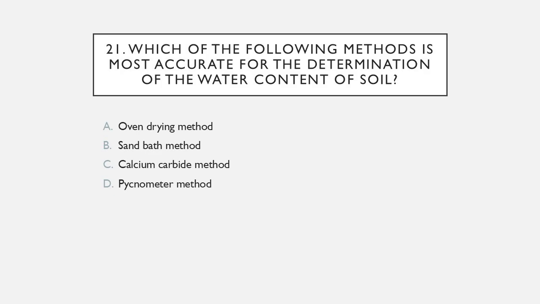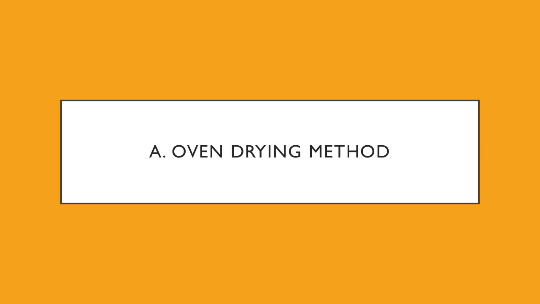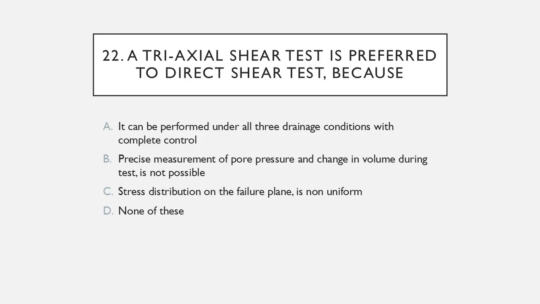21. Which of the following methods is most accurate for the determination of the water content of soil? A. Oven drying method. B. Sand bath method. C. Calcium carbide method. D. Pycnometer method. A. Oven drying method.